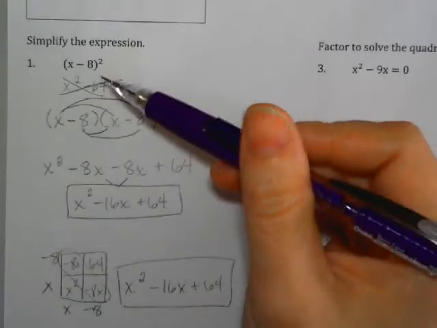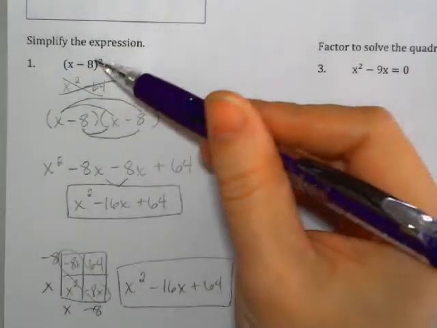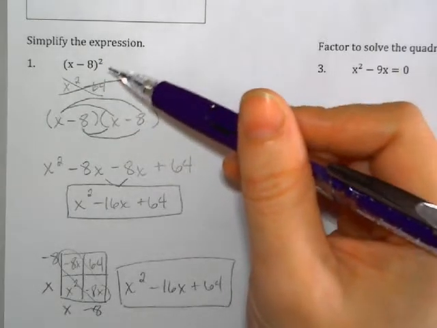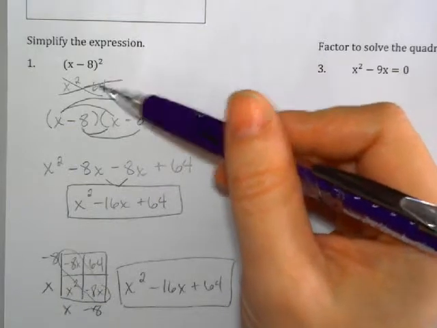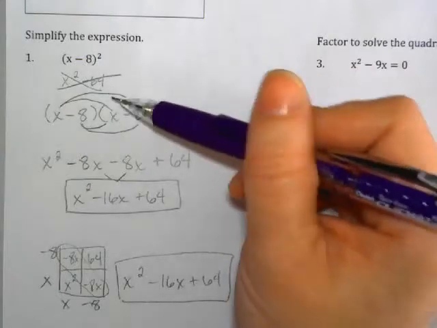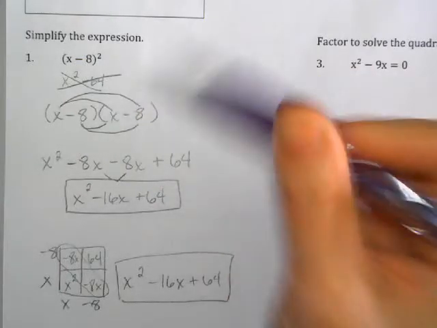So it's extremely common for people to see this x minus 8 squared and just square x and square negative 8. You can't do that. You can't distribute that exponent into the parentheses if you're adding or subtracting in the parentheses. So make sure you're not making that mistake.